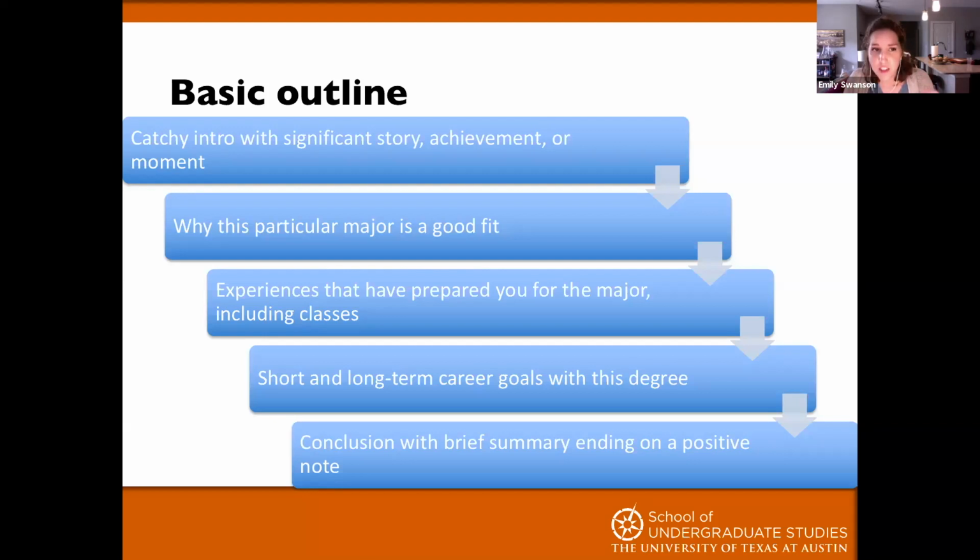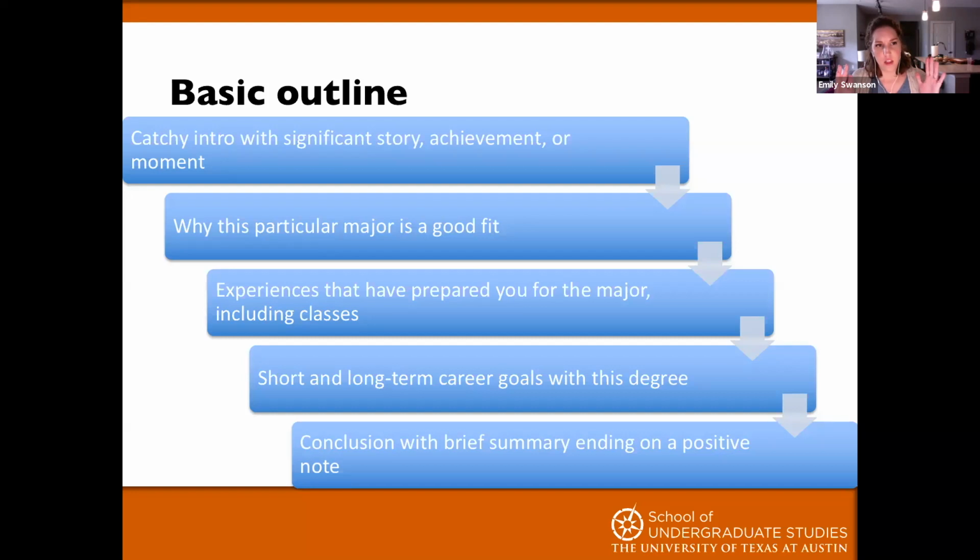So when we say catchy intro with a significant story, achievement, or moment, you really want to think of that moment when you knew, this is the right fit for me, this is the right major, and here's why. So it's not so much a hook as a way to showcase, this is how I knew. And not everybody has that snap moment of knowing they wanted to do this for the rest of their life. And that's okay. We want to talk about maybe one significant story that really does showcase that.